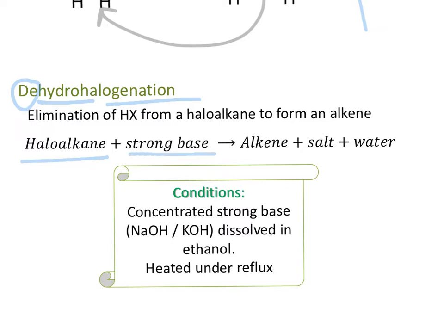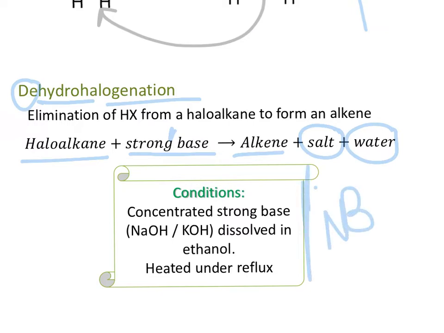We need a strong base. We're actually going to stick to sodium hydroxide or potassium hydroxide. And that means we're going to end up with an alkene, a salt, and water. Okay, the salt will come from the base, and of course the water is from the OH. So, reaction conditions, very, very, very important.